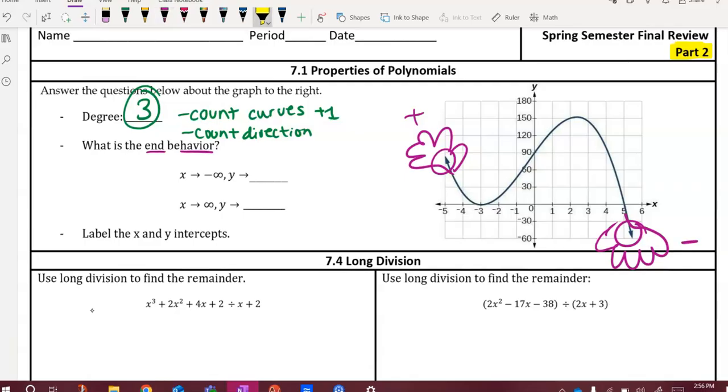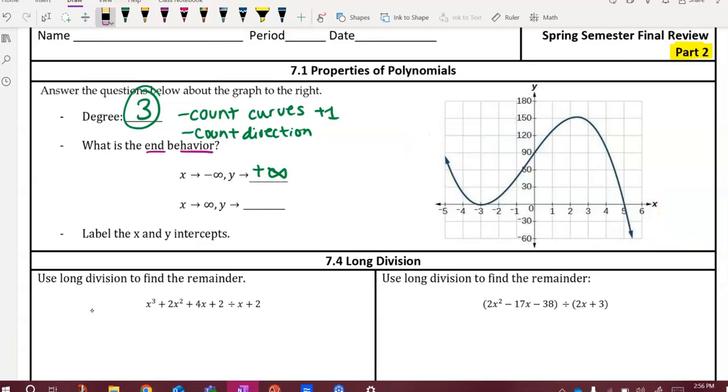So all we need to do for end behavior is read this and determine what direction the graph is going when this is happening over here. So right here we have x approaches negative infinity. So where is negative infinity on the x-axis? Negatives go to the left. So as x approaches negative infinity, what is our graph doing? Our graph is going up, up towards positive infinity. And that's it. A lot easier than it seems.